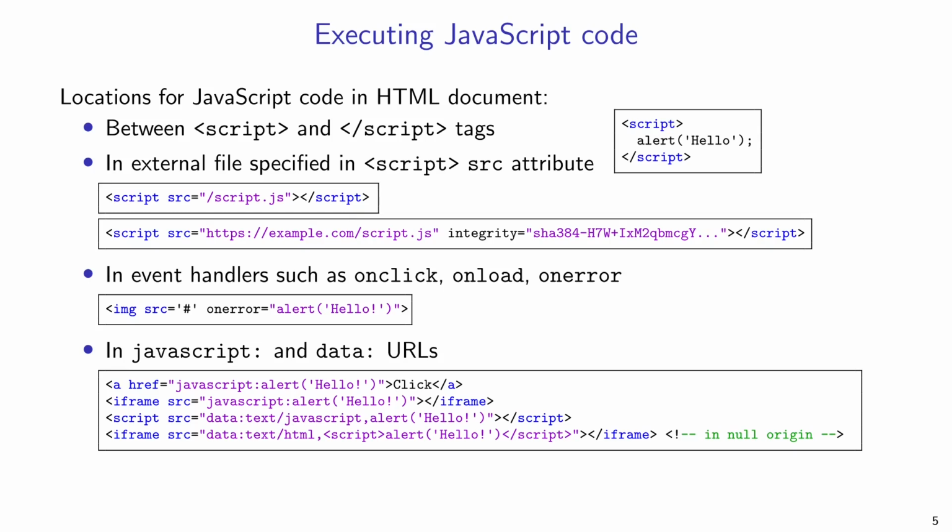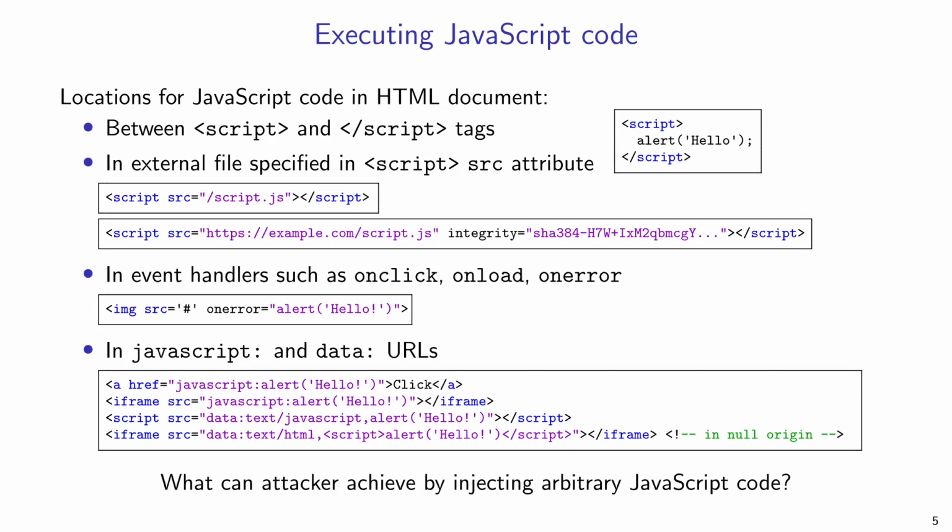Alright, so these are the methods how we can execute JavaScript inside an HTML document. But the question is, what can an attacker achieve by injecting and executing arbitrary JavaScript code in a vulnerable website? Well, that depends on the attacker's JavaScript skills and imagination, but the short answer is that the attacker can do a lot.